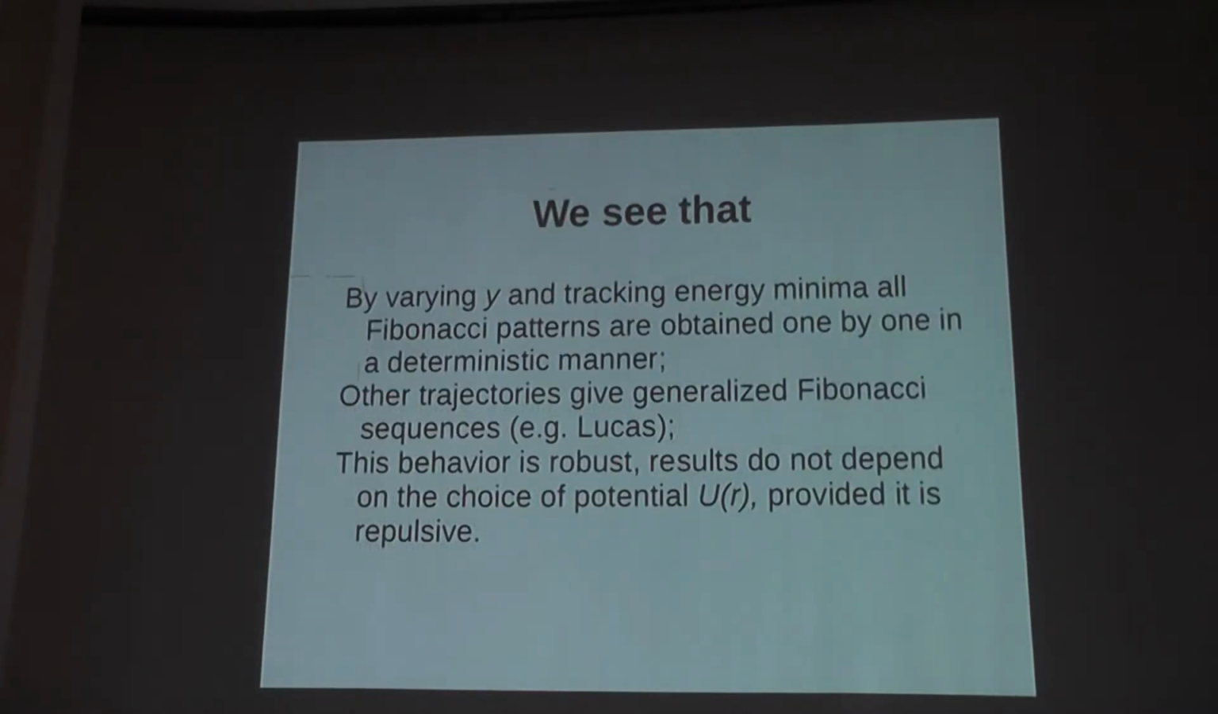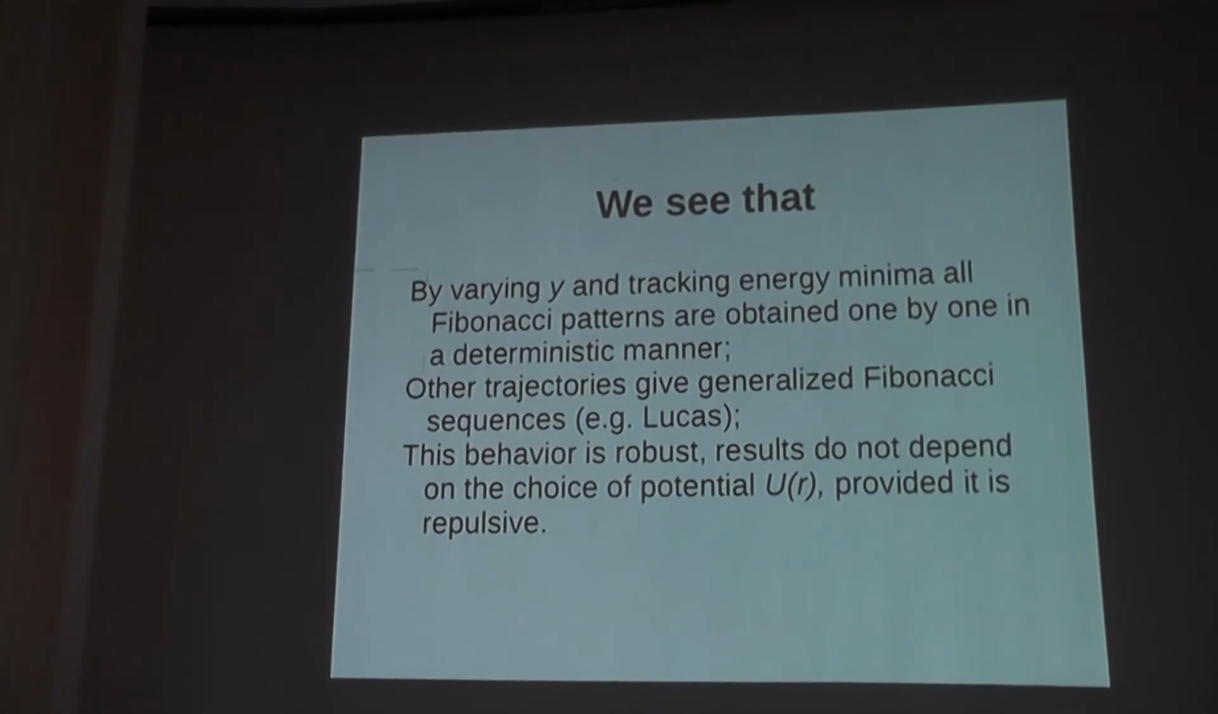So that's the key observation. We see that by varying this parameter y that describes the compression degree and tracking energy minima, we obtain deterministically all the Fibonacci numbers, and then other trajectories give generalized Fibonacci sequences, like Lucas. You can see that this behavior is completely robust and doesn't depend on the choice of potential, provided it's repulsive. So that's the conjecture, and then one can work and actually prove it, which is what some papers written a long time ago did.